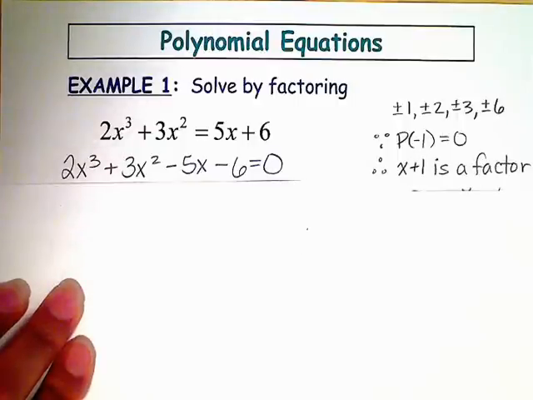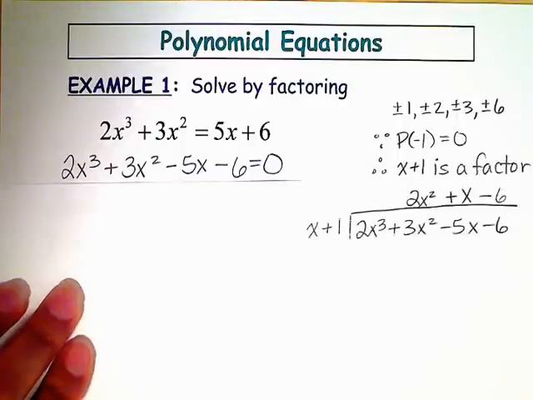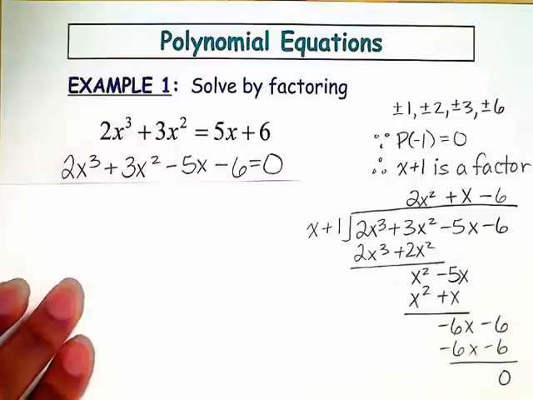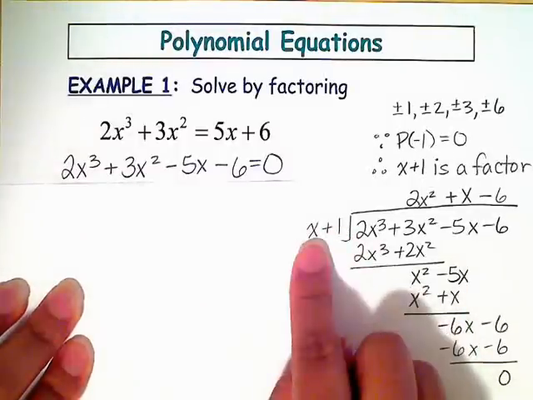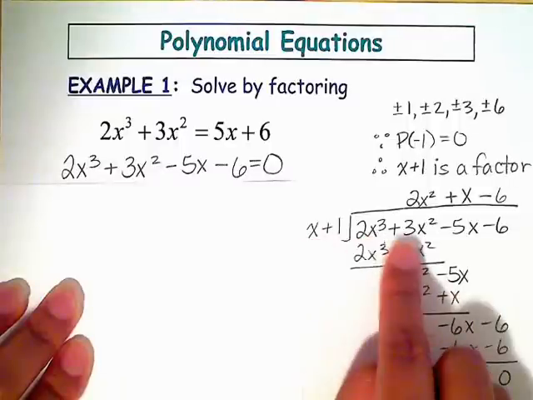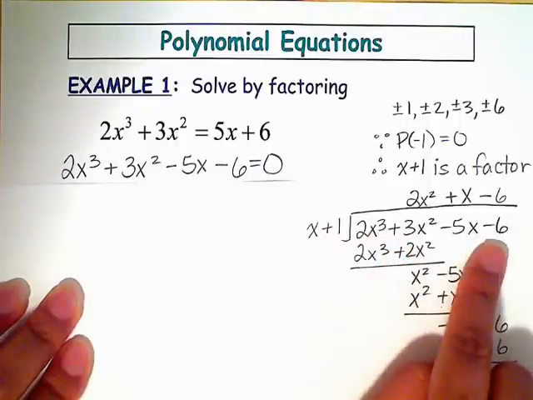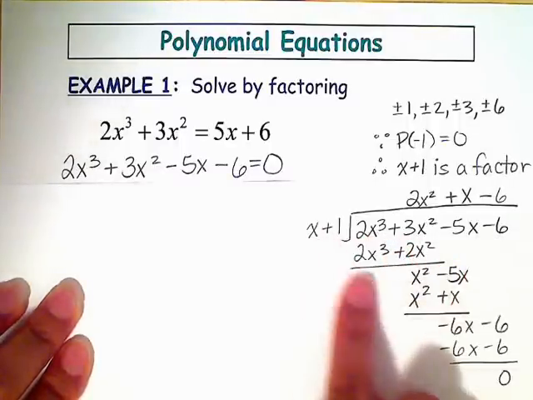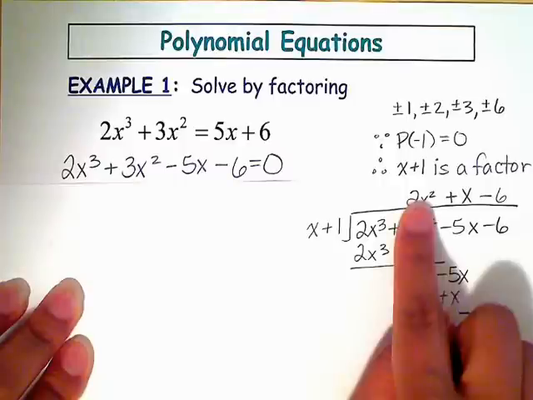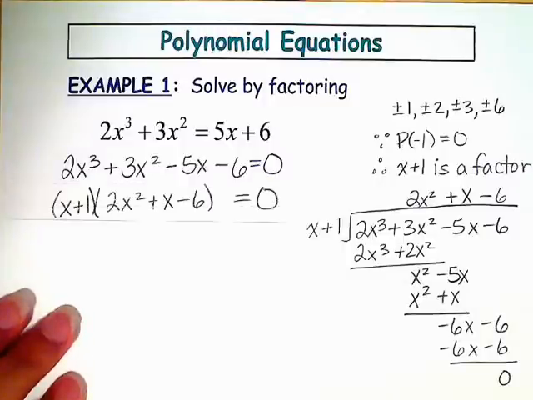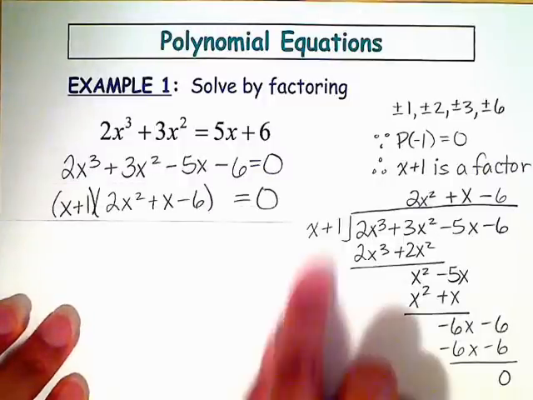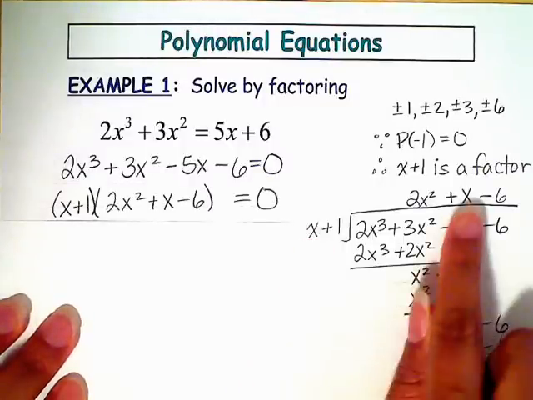So what I'm going to do is long division the way we've seen it all along. Here I've done the long division on the side. I'm dividing x plus 1 into 2x cubed plus 3x squared minus 5x minus 6. Once I've done the entire long division, the quotient I end up with is 2x squared plus x minus 6. So far my factored form looks like x plus 1 multiplied with the quotient, which is 2x squared plus x minus 6.